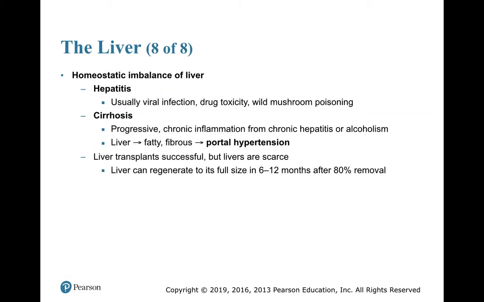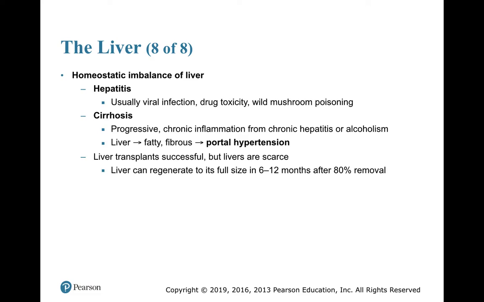Hepatitis is usually a viral infection, but could be due to drug toxicity, including wild mushrooms. Cirrhosis is a progressive chronic inflammation from chronic hepatitis or alcoholism, and when that happens, the liver becomes fatty and fibrous, and that leads to high blood pressure in this hepatic portal circulation, which is called portal hypertension. Liver transplants are successful, but livers are scarce.